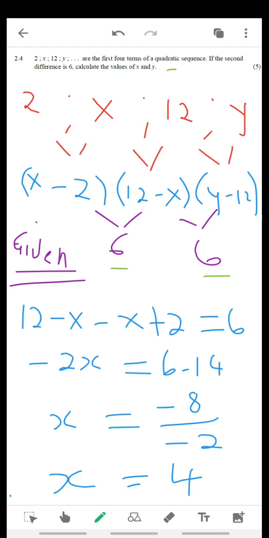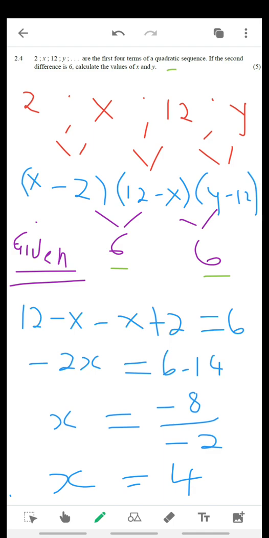Okay, so I wrote down my quadratic sequence. After writing it down, I found the first difference: x minus 2, 12 minus x, y minus 12. Then I know that the differences of the first differences is equals to 6. I hope I'm making sense. So, second difference is 6. What does it mean? It means when I say 12 minus x minus (x minus 2) in brackets, then that must give me 6.